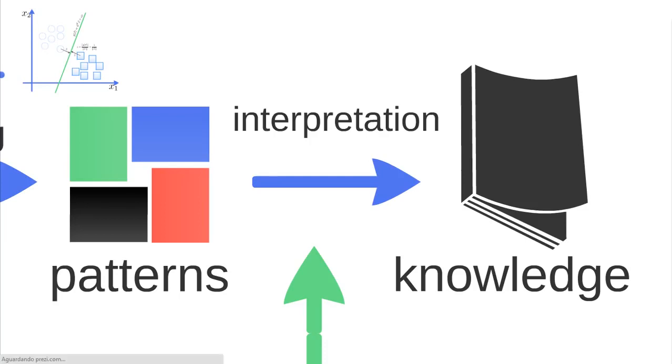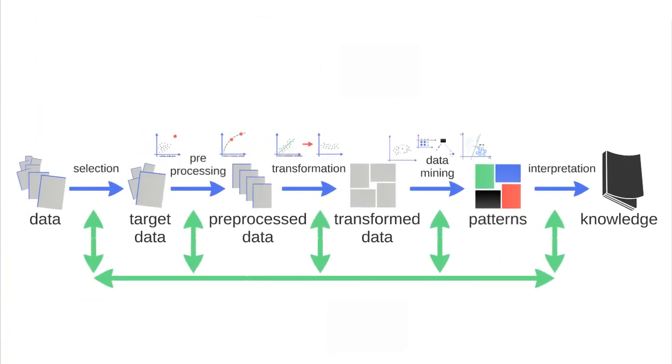It's important to say that we have all these green arrows, which means that we can return to any of the previous steps that we applied here in order to improve our notion of patterns and also our notion of knowledge. That's why we have such an interconnected procedure here.